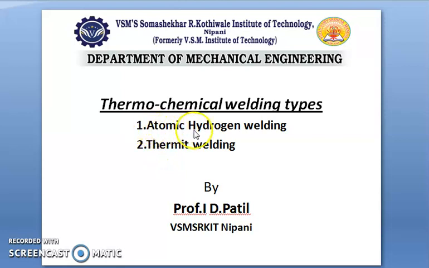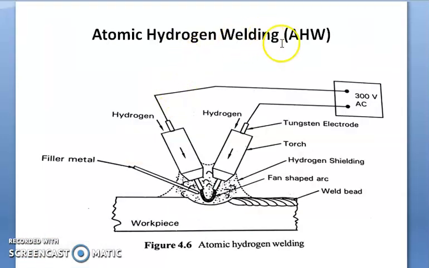The first one is atomic hydrogen welding. The second one is thermit welding. We will see them one by one. The first one is atomic hydrogen welding, AHW.